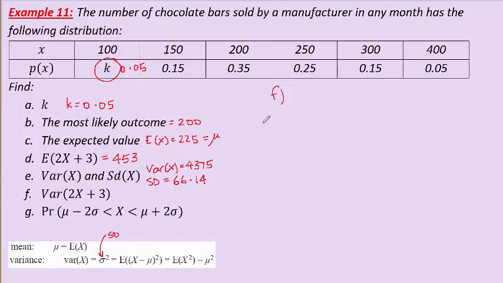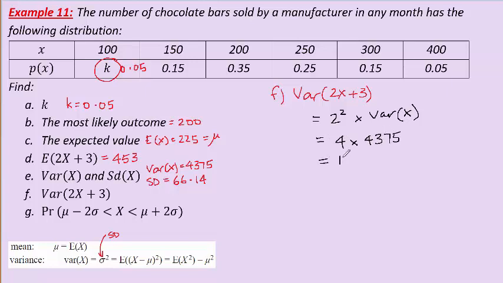The next question asks, what is the variance of 2X plus 3? Now, remember variance, we have this squaring stuff going on. That actually equals 2 squared times the variance of X, which will be 4 times 4,375, which comes to 17,500. And that sees us now at the last part of the question.